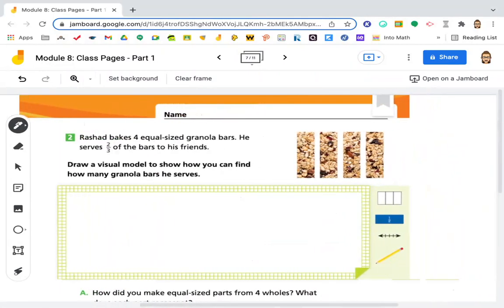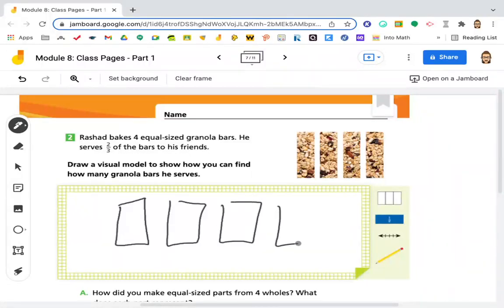So it says Rashad bakes 4 equal-sized granola bars. He serves 2/3 of the bars to his friends. So if we have our 4 granola bars, which I'm going to represent with rectangles, and he serves 2/3 of them, so I'm going to split each one into thirds. And then I'm going to shade 2/3 of each one.